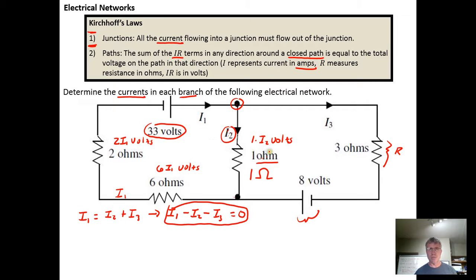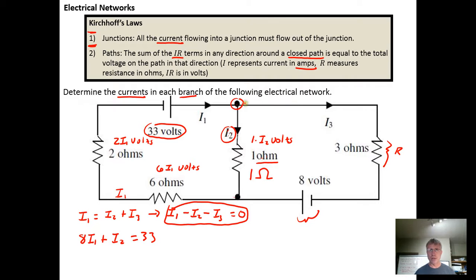So for example, this one I get 6 I sub 1 volts plus 2 I sub 1 volts plus 1 I sub 2 volts. So 6 I sub 1 plus 2 I sub 1 is 8 I sub 1 volts plus I sub 2 times 1 gives me I sub 2 volts here. So 8 I sub 1 volts plus I sub 2 volts has to add up to the 33 volts being produced by the electron source on that particular circuit.